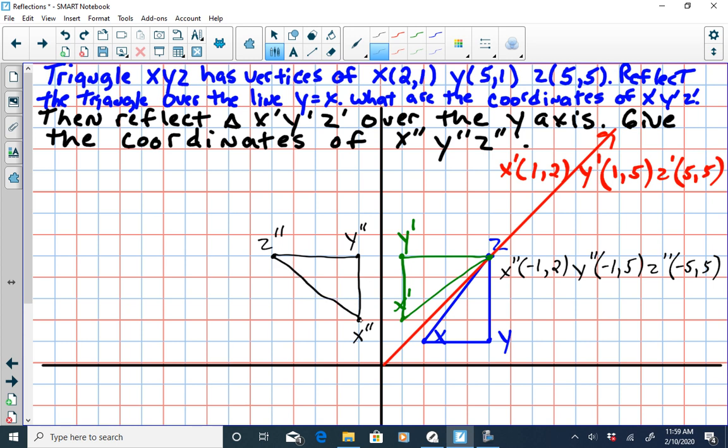over the y-axis after reflection over the line y is equal to x.